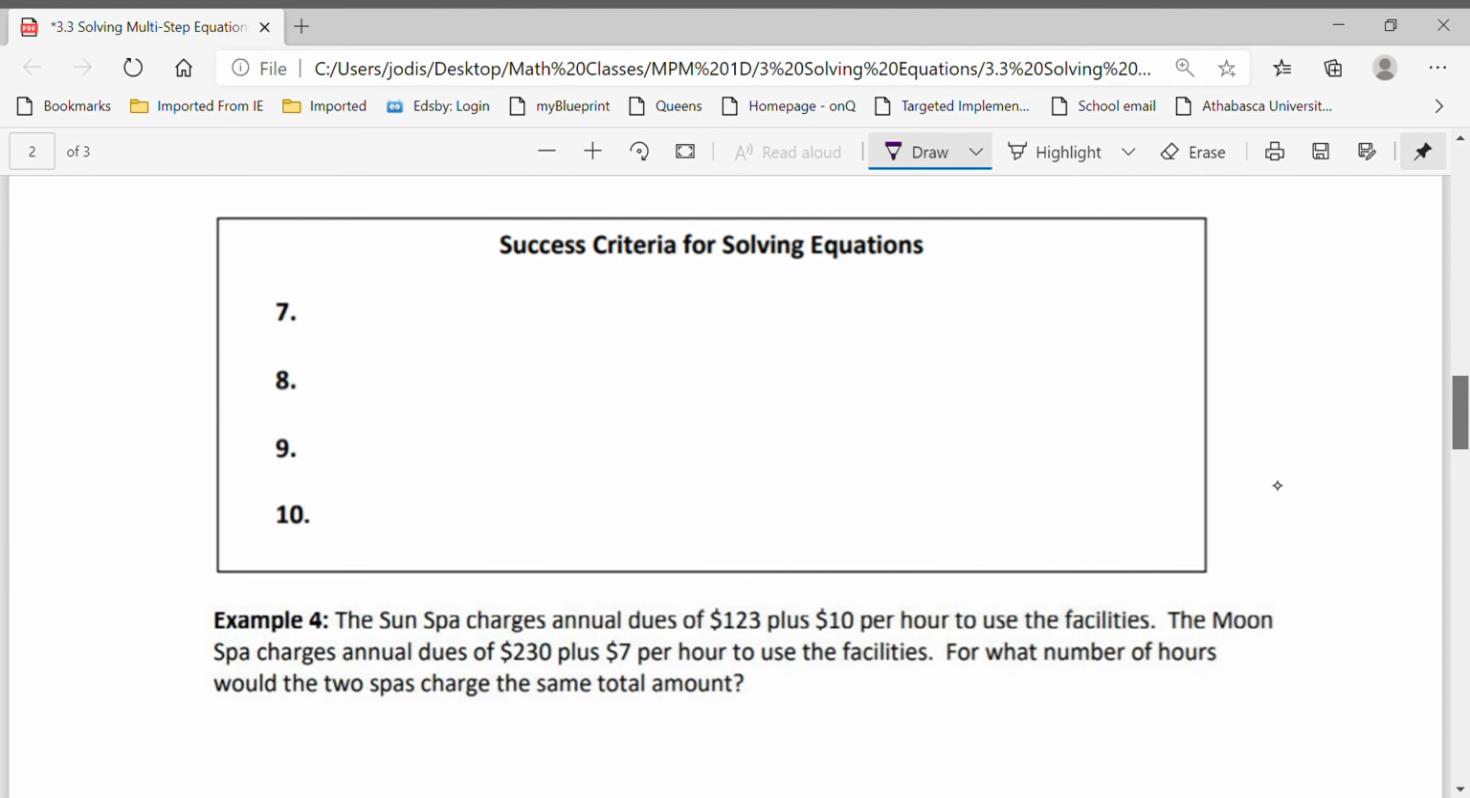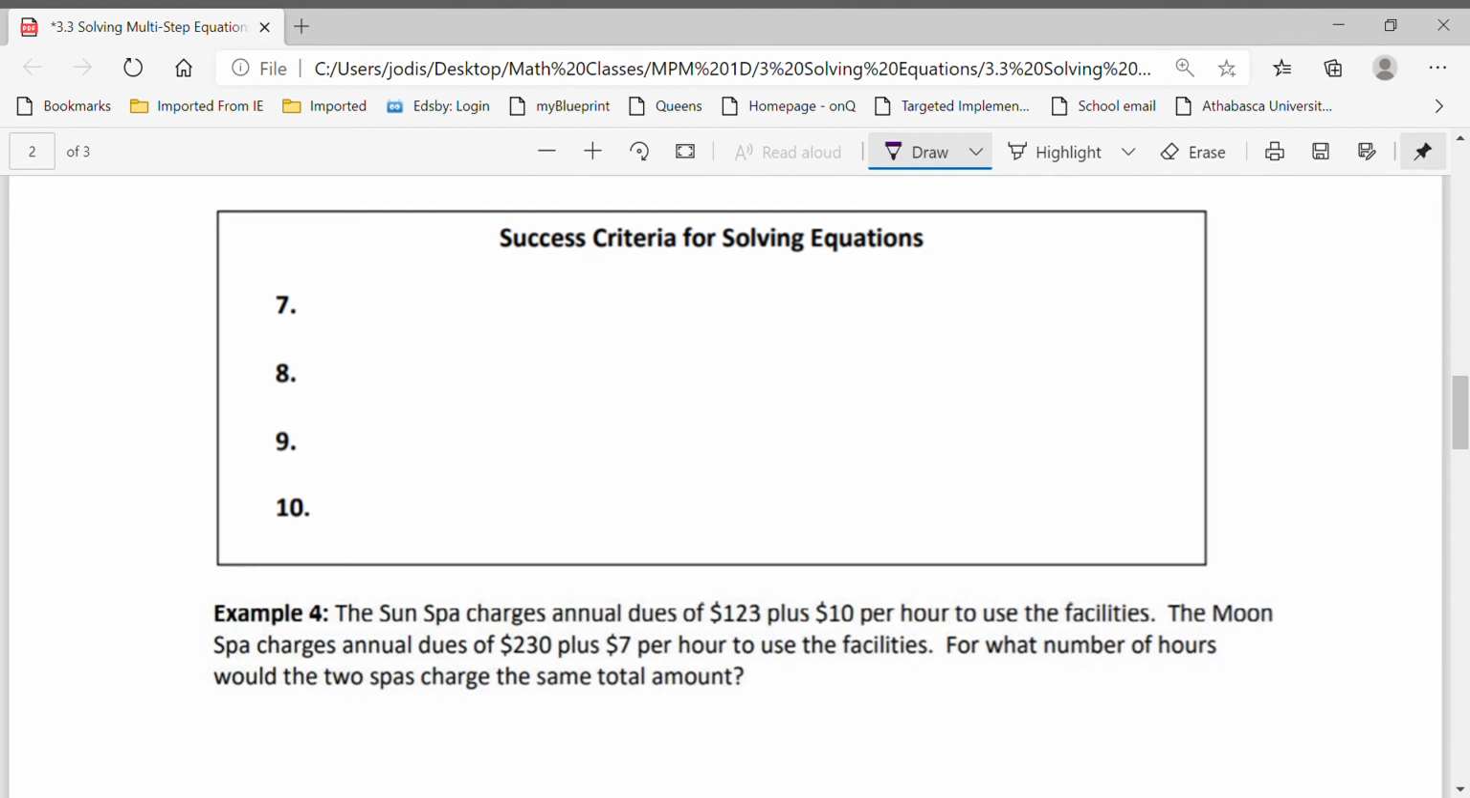Okay, so moving on. So some success criteria for solving equations. So first we want to distribute into brackets, if possible, right? If we don't have any brackets, then we don't have to worry about it. Next, we want to simplify by collecting like terms.